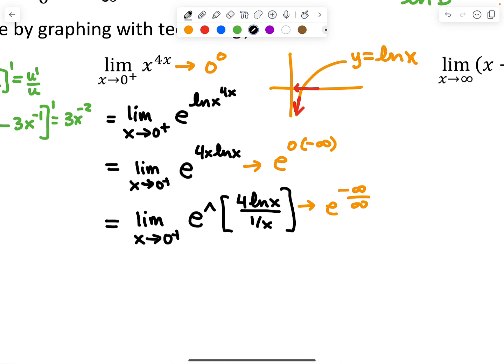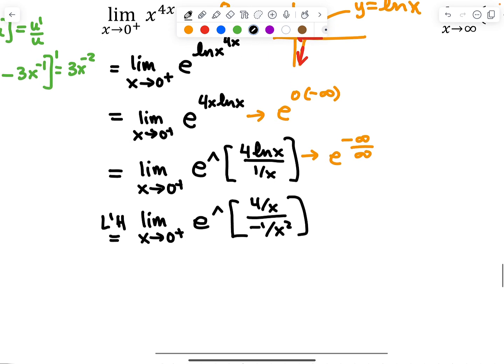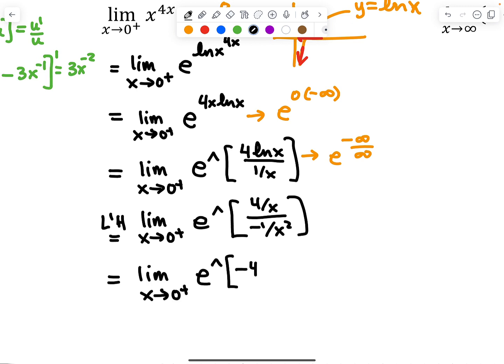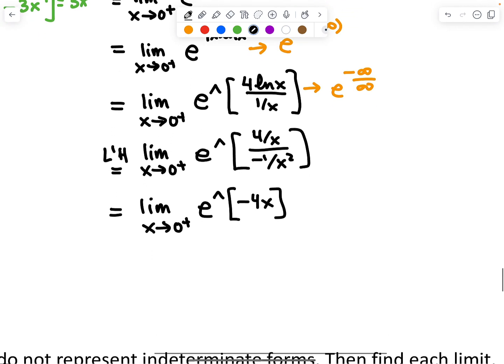So I can use L'Hopital's rule only on that exponent. So e raised to the derivative of 4 natural log of x will be 4 over x, and the derivative of 1 over x is negative 1 over x squared. Now, instead of doing a limit now, I can algebraically simplify this. This exponent just becomes negative 4x. And as x goes to 0, then so does negative 4x. So our limit is e to the 0, which is a limit of 1.